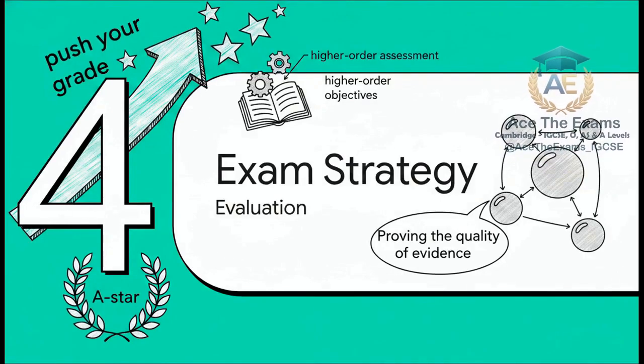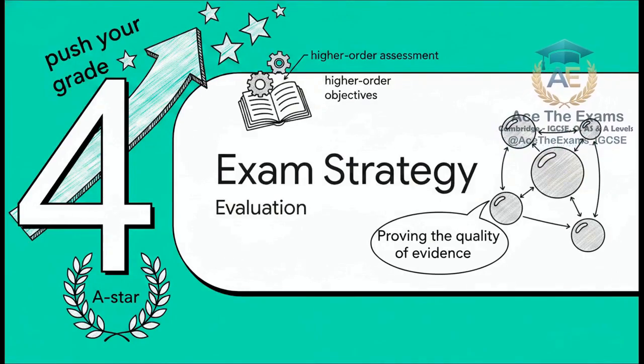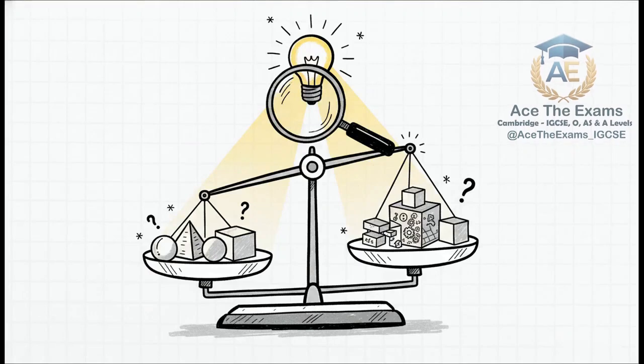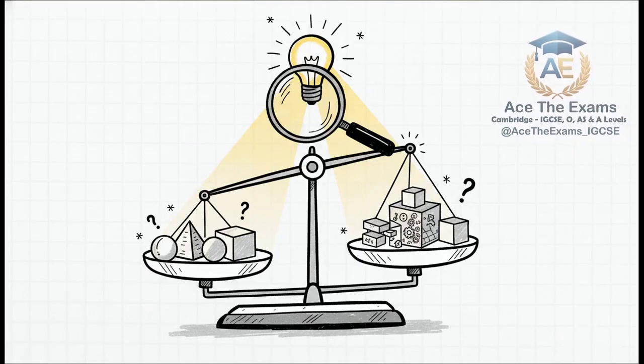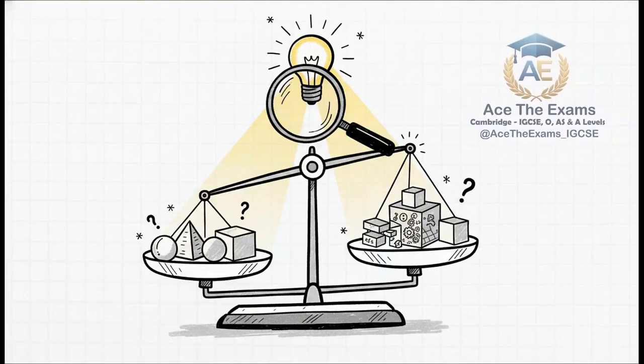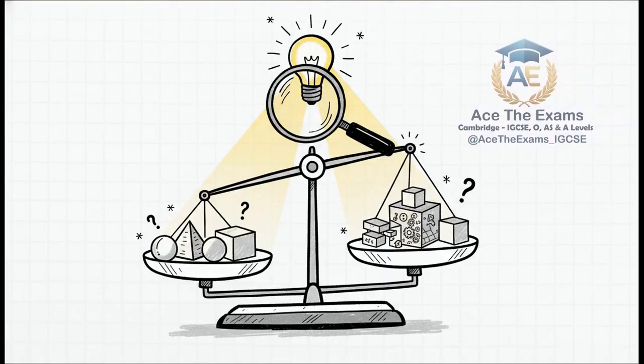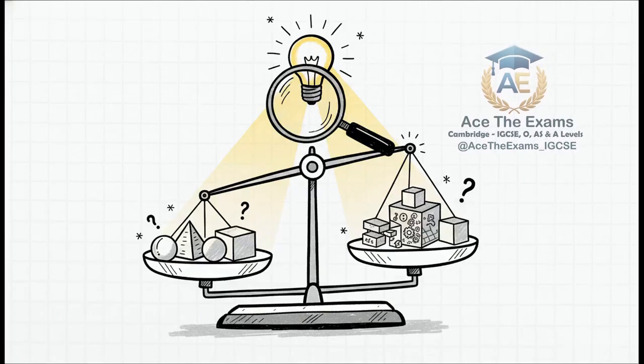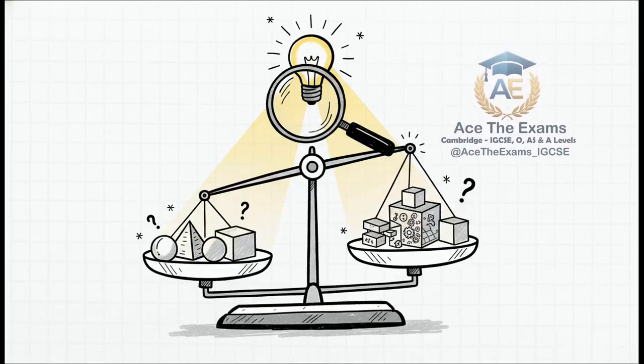Section 4. Exam strategy. Evaluation. To push your grade from a B to an A star, we have to focus on the higher order assessment objectives. This is the ultimate winning argument: the deconstruct, solve, evaluate framework. Top-scoring candidates don't just calculate, they evaluate the whole dish.